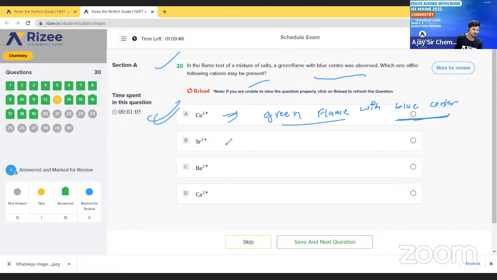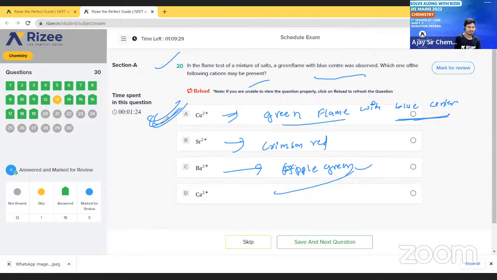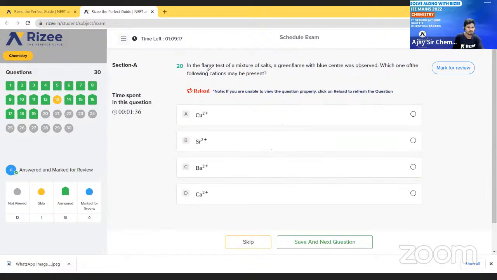And if I talk about this one, it will show crimson red color. And this one, I think, will show apple green. Apple green. So what is the correct option? Ultimately A is the correct option. We want only the correct option. Option A, if we do the flame test, will show a green flame with a blue center.